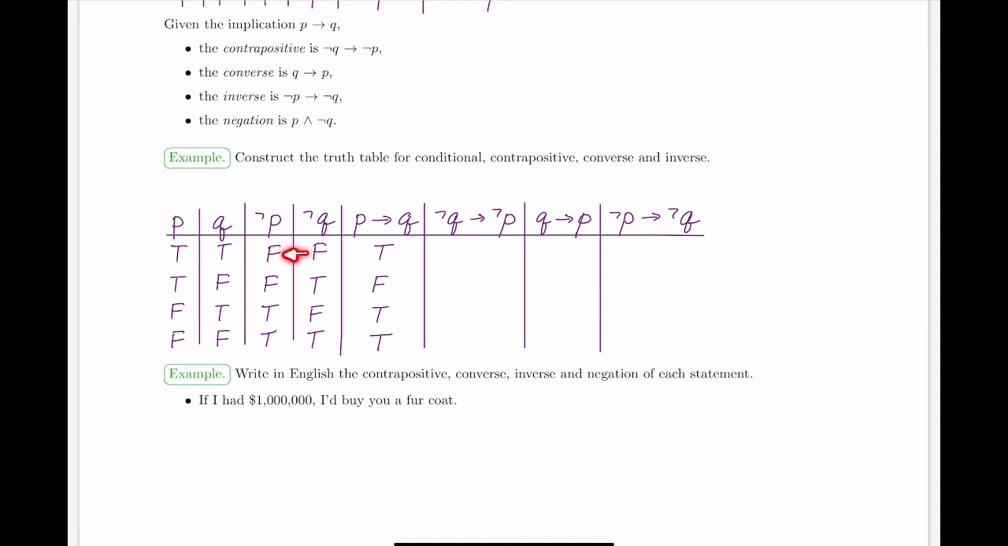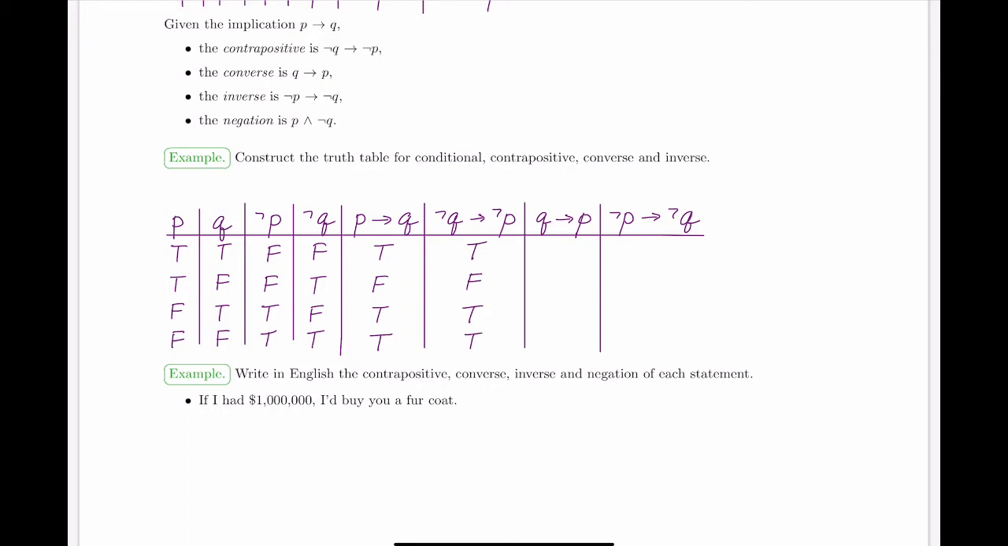False implies false is true. Next up is true implies false. That's my case of a broken promise, so that's false. False implies true is true. And finally, true implies true is also true.